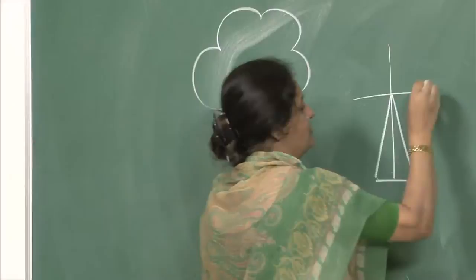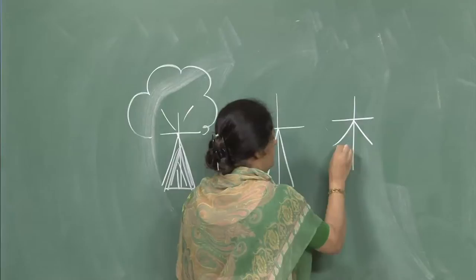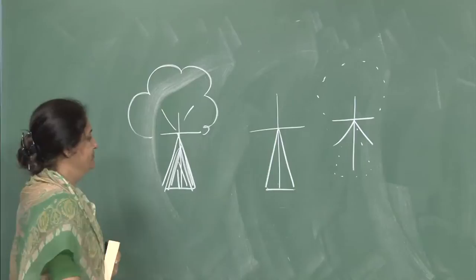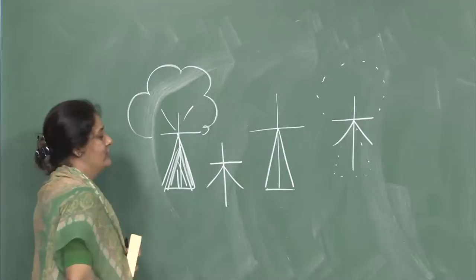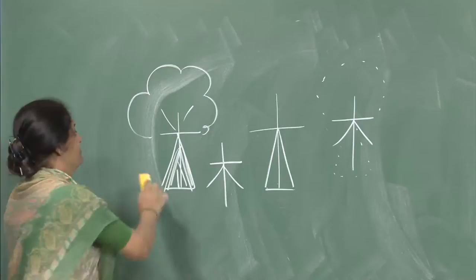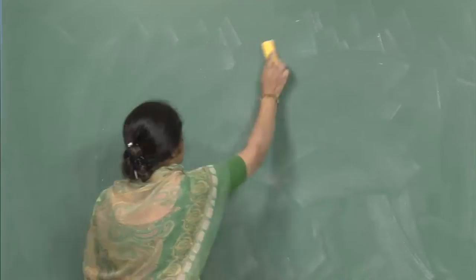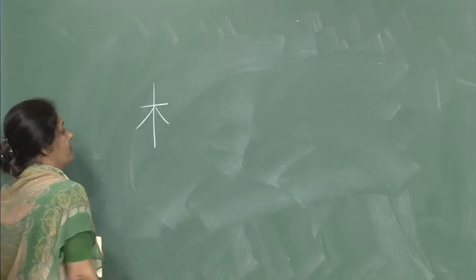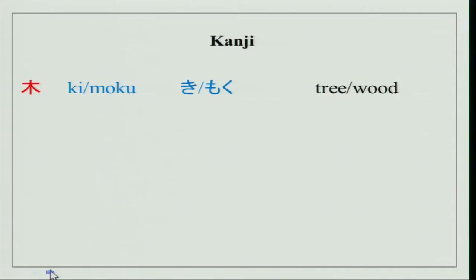So, now you see 1, 2, 3 and 4. Now, if you do this, then you will see it does look like a tree. So, once again for you, 1, 2, 3 and 4. Ki. This is ki. The pronunciation is ki. Ki means a tree. It's a four-stroke character. Once again, 1, 2, 3 and 4, meaning ki. When you look at this character, then automatically you will understand that it has something to do with tree, something to do with wood, something to do with forest. All related. Now you will see this is a four stroke character.